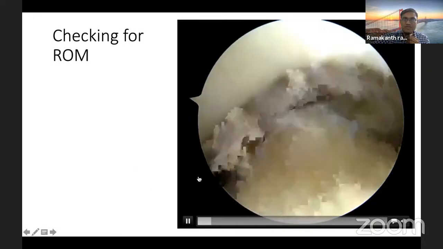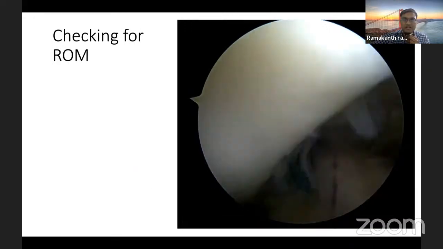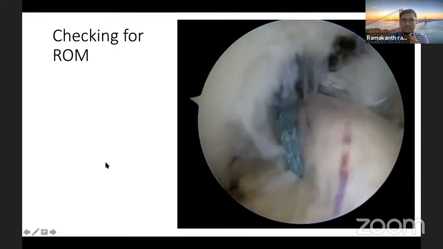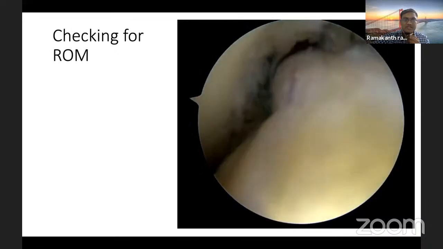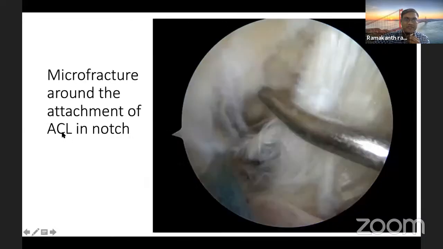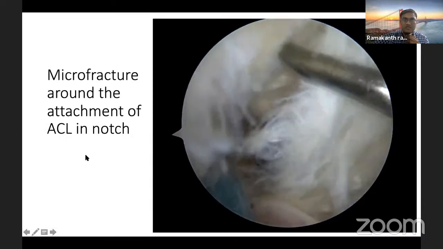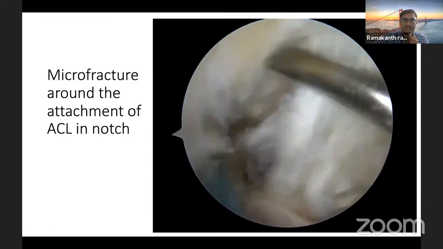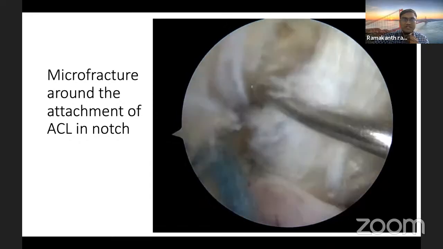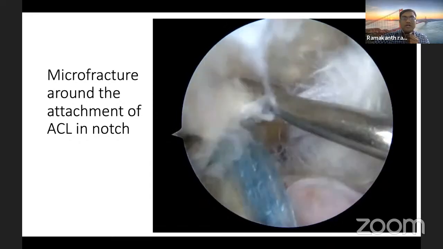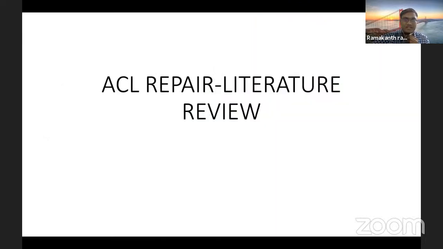So the range of movement was checked so that there is no overtightening of the internal brace. The knee went through full range of movement, and we can see that tension was adequately maintained. To improve the biology, microfracture was done in the notch so that some bleeding happens, and the pluripotent cells come out, and it helps in the healing.